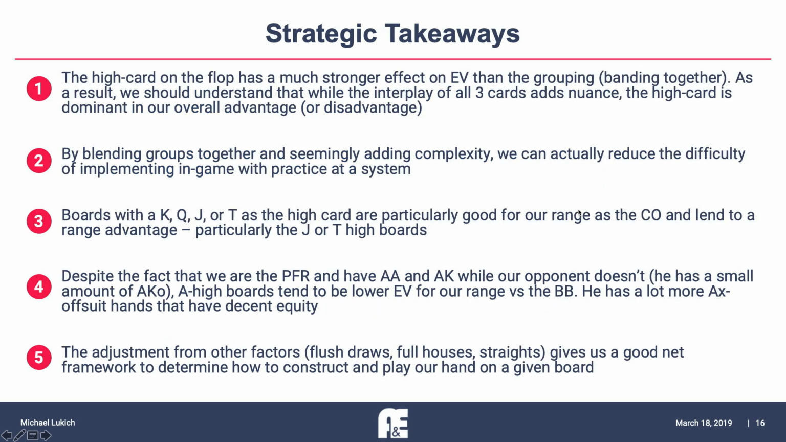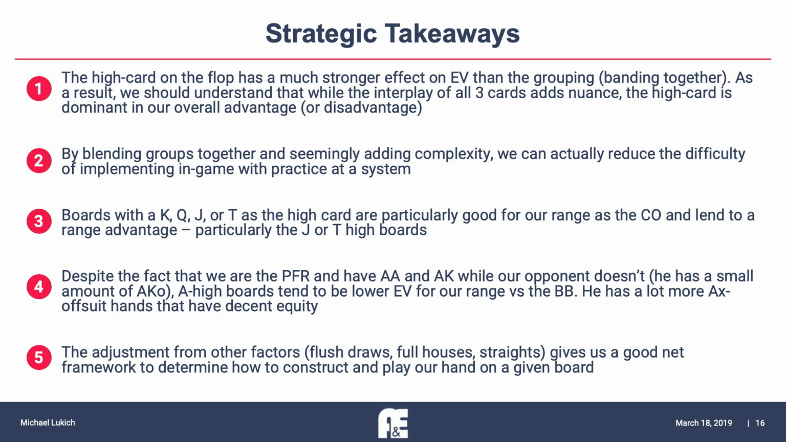So what are my final takeaways from this analysis? I think there's a lot more to do here, and we'll cover that on the next slide. But the first is that the high card on our flop has a much stronger effect on our EV than our grouping or banding things together. As a result, we should understand that while the interplay of all of our 3 cards adds nuance, the high card is going to be the dominant one in our overall advantage or disadvantage of the board.